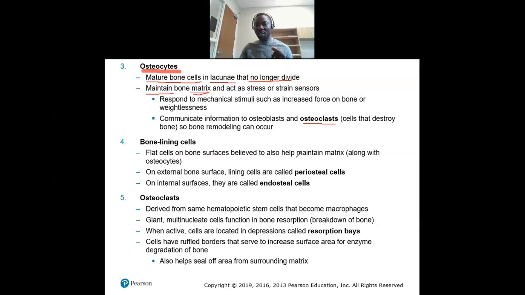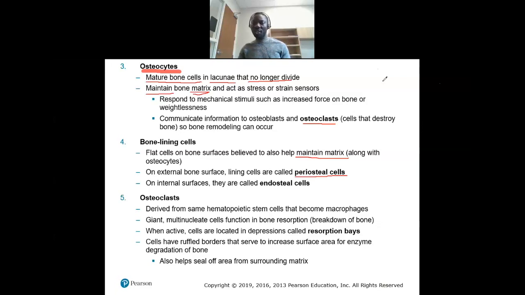They are believed to also help to maintain the matrix, just like the osteocyte does. Now, on the external surface, lining cells are called periosteal cells. When you look at it from the outside, the internal cells, the ones on the periosteum, are the periosteal cells. The ones on the endosteum are the endosteal cells. Those are that.